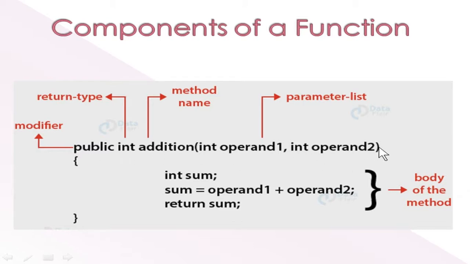So what do you mean by prototype? It is a set of rules. You will have some format here: you should have a modifier, a return type, and a function name. These are rules that have to be followed, so you call it a function prototype.